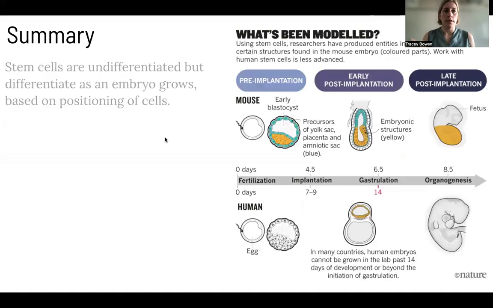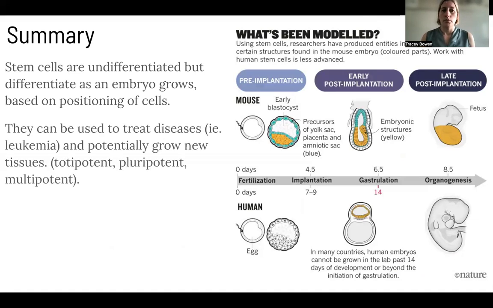So to summarize, stem cells are undifferentiated, but differentiate as the embryo grows based on the positioning of those cells. Stem cells can be used to treat diseases, for example, leukemia, and potentially to grow new tissues. So some of the new tissues, for example, multipotent tissues, could also be used so you could harvest like a muscle cell from a cow and grow that in a vat. And then maybe we would never need to raise more cows. So they could be used for other things other than just treating diseases as well.